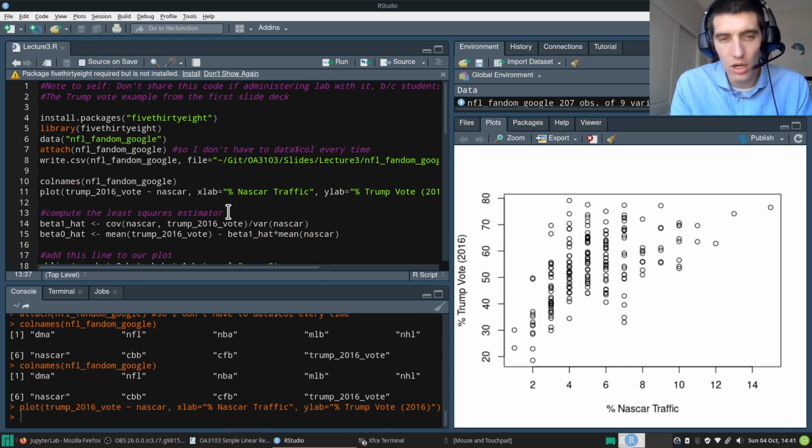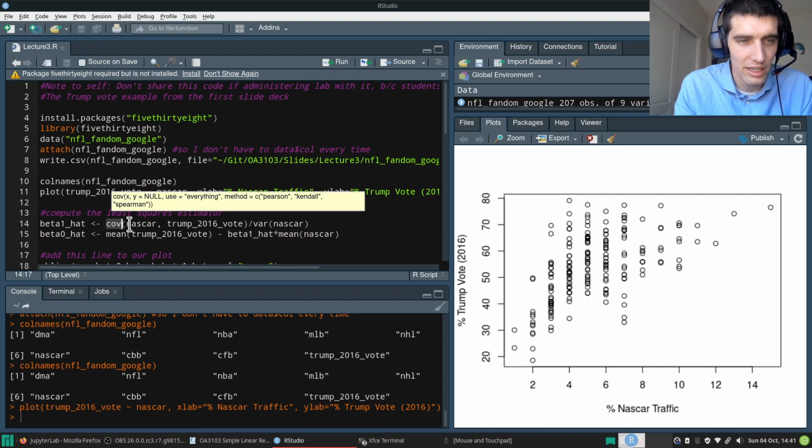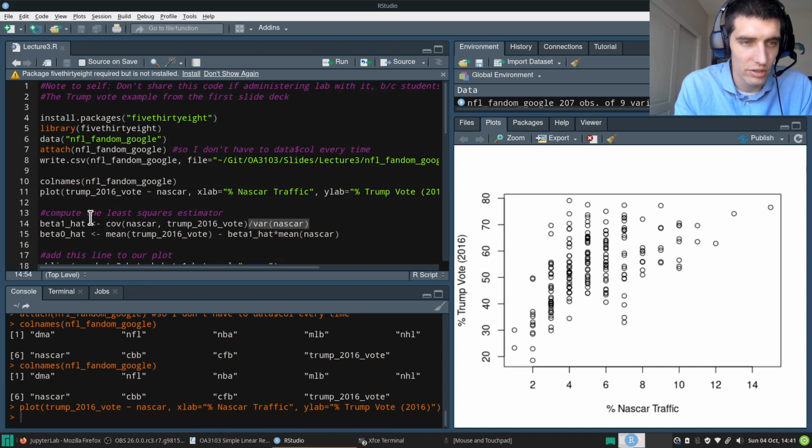Okay, so let's compute the least squares estimator. Remember from the slides, beta 1 hat, keeping with my notation from the slides, is the covariance divided by the variance. What is the variance? This is the variance of x, right? So the covariance between y and x divided by the variance of x. And these are all sample quantities, obviously, because we're working with data. So this is going to be my beta 1 hat.